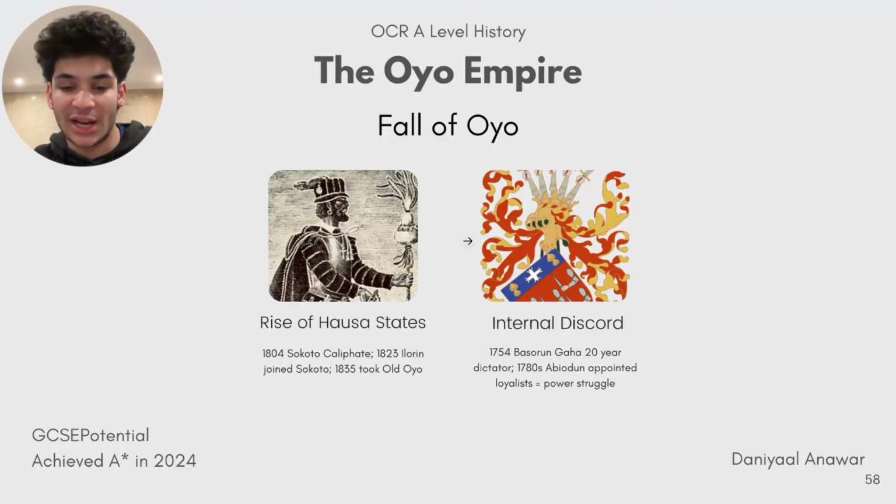As well as that, there's also internal discord. Just to provide a picture, you have the Alafin at the very top. Then you have the Prime Minister, who is basically the leader of the Oyo Mesi, who is the Bashorun. And beneath that, you have the Oyo Mesi itself.